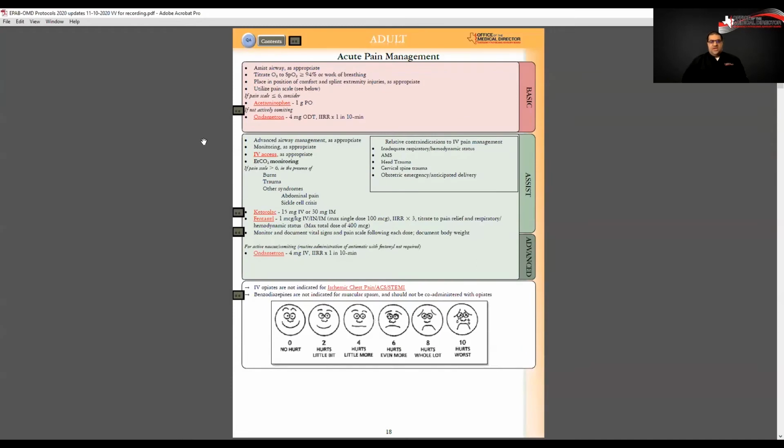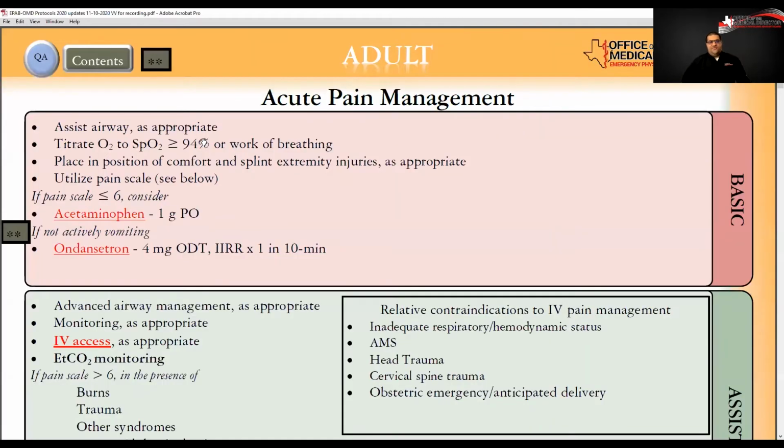All right, acute pain management, a few changes here. The first one being at the basic level, that we have now included ondansetron or Zofran ODT at the basic level. This was one of the great outcomes from our protocol committee that we worked together on, is that ODT Zofran is a relatively safe drug with fairly few contraindications. And so that is now a BLS level skill and can be done as part of the basic scope of practice.